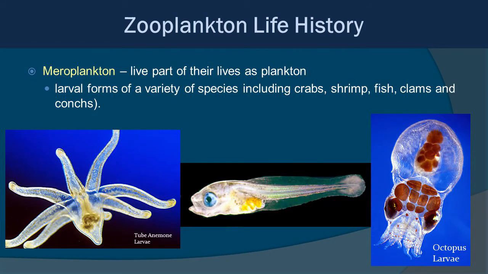Now, this is opposed to meroplankton, which live part of their lives as plankton. Meroplankton include most of the larval forms of all the other marine life. That includes things like crab, shrimp, fish, clams, and conchs. All have larval stages. On the left there, you'll see a larval stage of a tube anemone. Then there's a larval fish in the middle and a larval octopus on the right. So these do not stay as plankton. When they grow up, they become either nekton or something that lives on the benthic surface on the bottom.